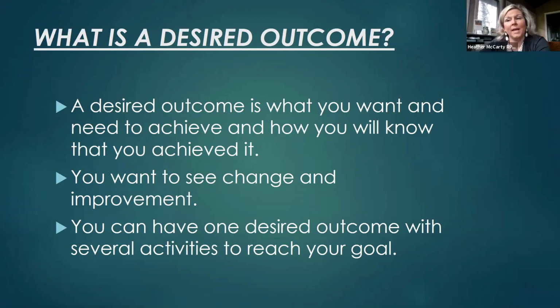And you can have one desired outcome with several activities to reach your goal. As a matter of fact, you may have 4 or 5 desired outcomes under each action component, but you can have several activities for one desired outcome. Next, please, Greg.